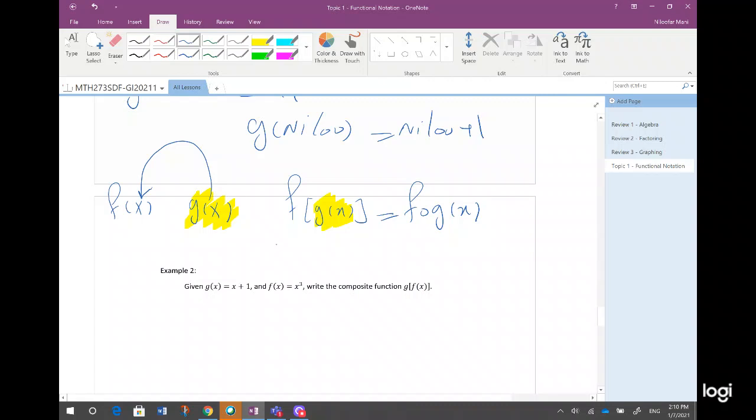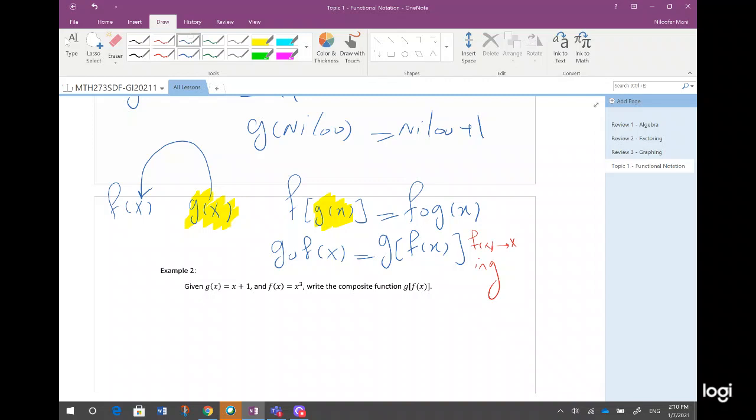How about g circle f? g circle f of x. This wasn't part of the notes, but I was thinking maybe you'll see it somewhere, so you need to know this is g of f of x, which means you substitute the whole f of x in for x in g.